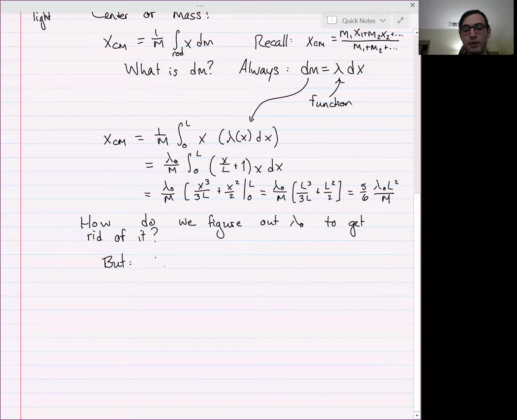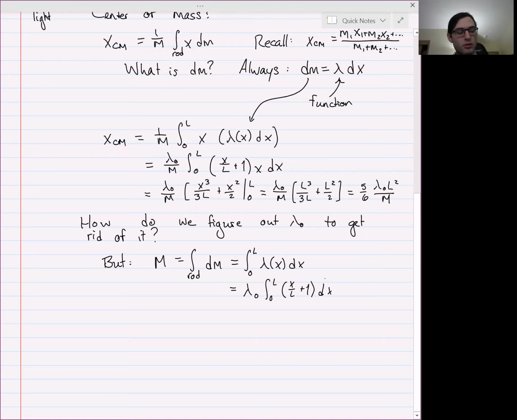The total mass, m, is given by an integral just as well. It's an integral over the rod of just dm. You just add up all of the chunks and you get the total mass. And so we can rewrite this in terms of an integral from 0 to L of lambda of x dx. And then we can simplify this and do the integral, 0 to L, of lambda naught times (x over L plus 1) dx, which is just lambda naught times (x squared over 2L plus x) evaluated from 0 to L, which after doing some algebra and substituting in L, you get 3/2 lambda naught L.